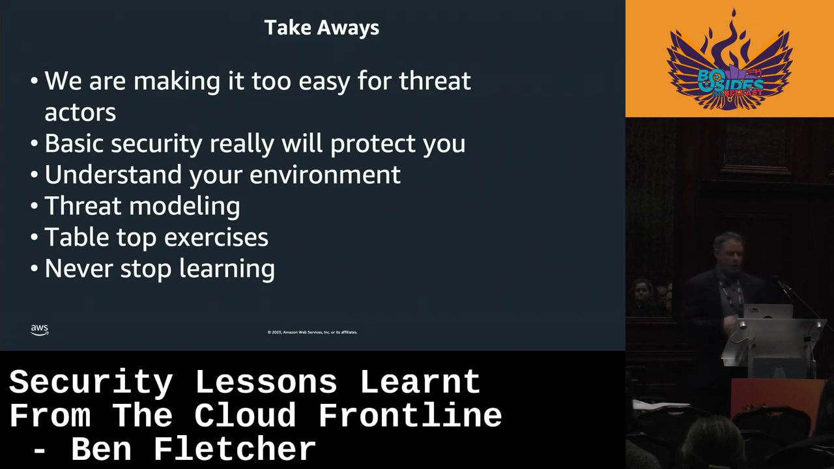Tabletop exercises. The amount of times, it's a process thing, it's not a technological thing. What happens to this? Who do I need to inform? Who's the expert who actually understands this? What if my S3 bucket is deleted? Or people have left a ransom note saying, I've got all your data. How would we know that? Do we have the logs enabled? Those sorts of things. And really, never stop learning. Every day I'm learning, and I'm sure it's exactly the same with yourselves.